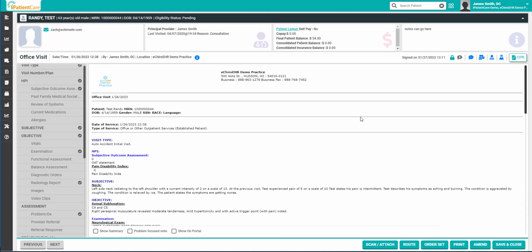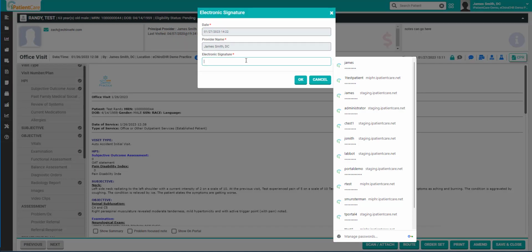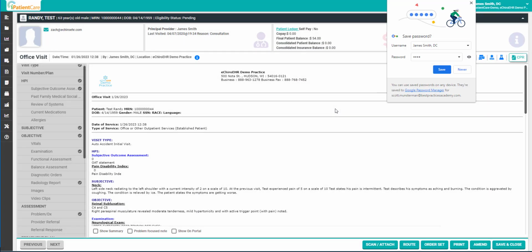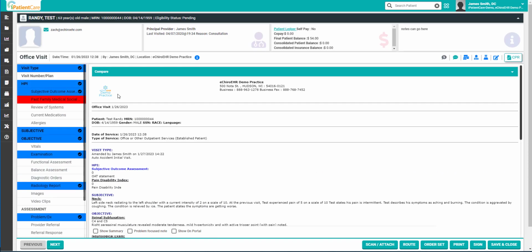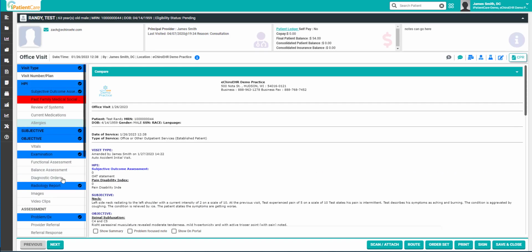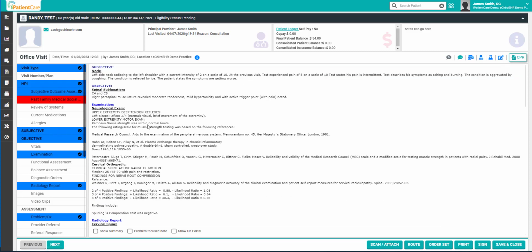Now we can amend this note simply by going down to the bottom of the screen, clicking on amend, and then electronically signing in if you are that provider. Click OK, and then it will allow you the opportunity to make any changes in the note that you would like. Once those changes have been made, such as, let's go ahead and make one.